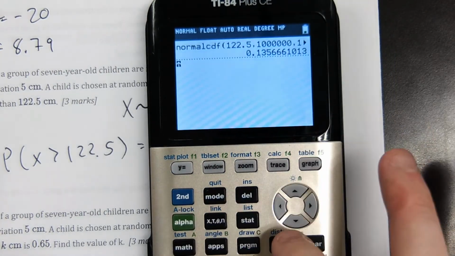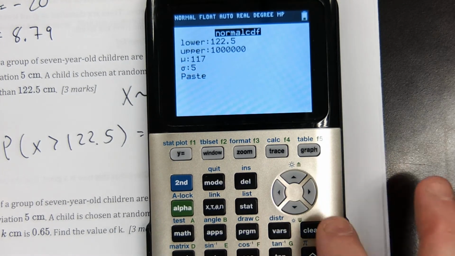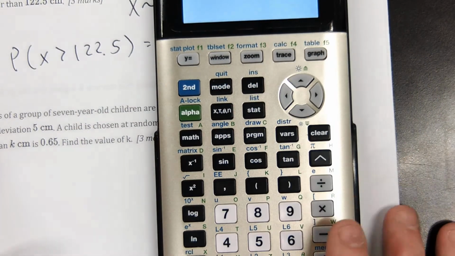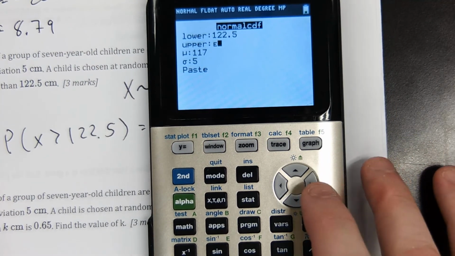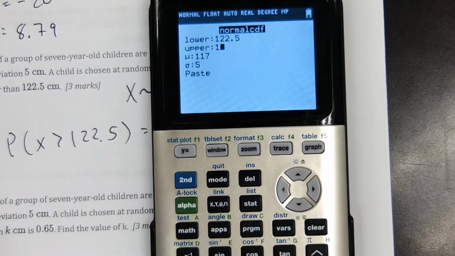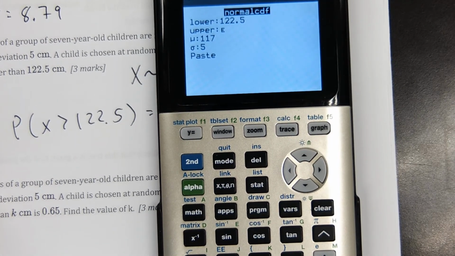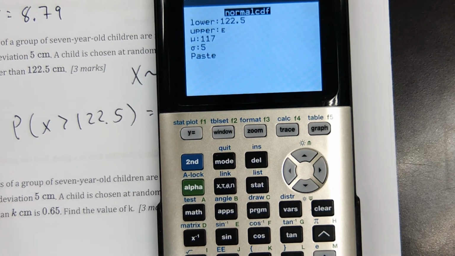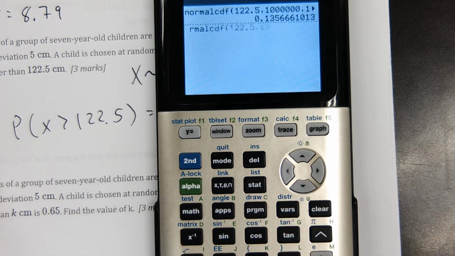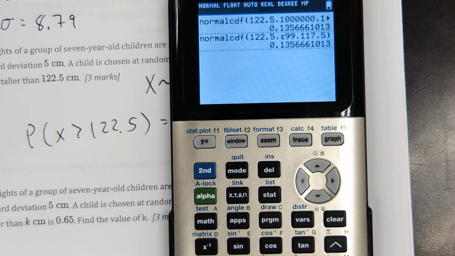Just out of curiosity, second vars, normal CDF, because 122.5, then for this number, let's go ahead and clear it. Second comma, oh, I forgot to type 1. Do I have to do times? You don't have to do times, no. So I can just do second E, E to the 99. Because you can't go to the 100. And let's see what happens. As long as you use enough zeros. Now we know, second E99, because I didn't know that. Thank you very much. So 0.136 is what we got.